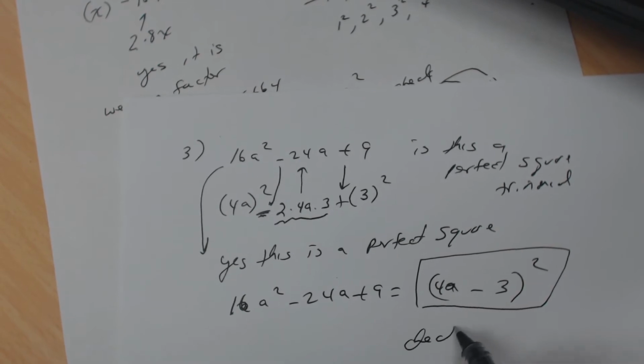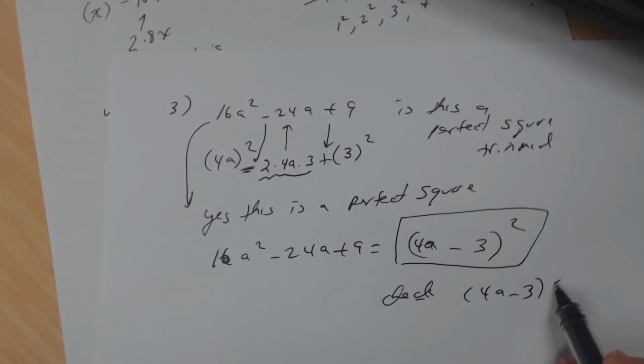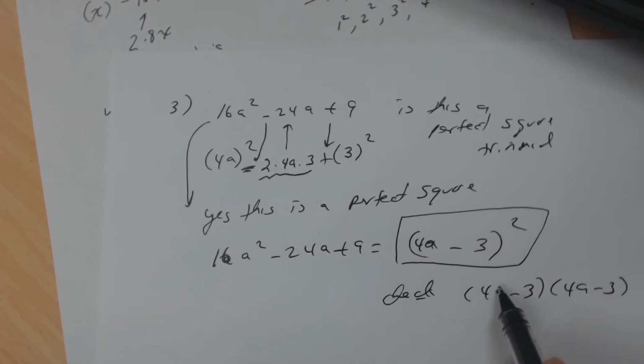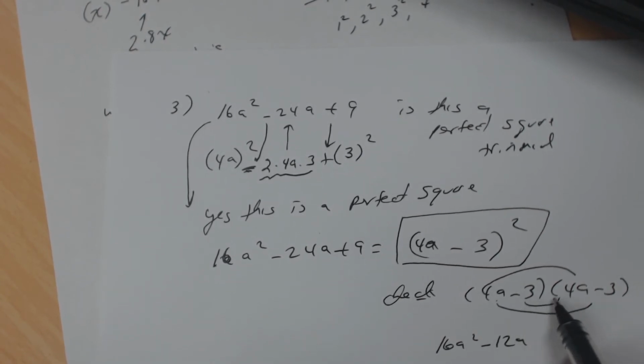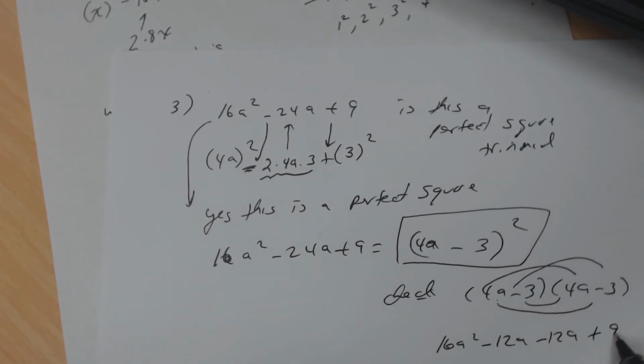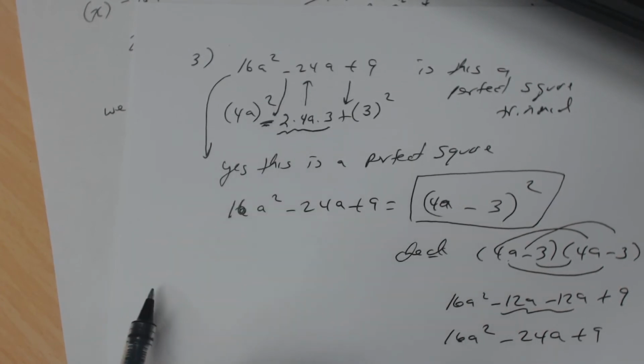And always check yourself. Check. I can see if this works. 4a minus 3 times itself. So 4a times 4a is 16a squared. The outer, 4a times a negative 3, is a negative 12a. The inner, negative 3 times 4a, is a negative 12a. And then a negative 3 times a negative 3 is a positive 9. And when I add them up, I get 16a squared minus 24a plus 9, which is what you wanted.